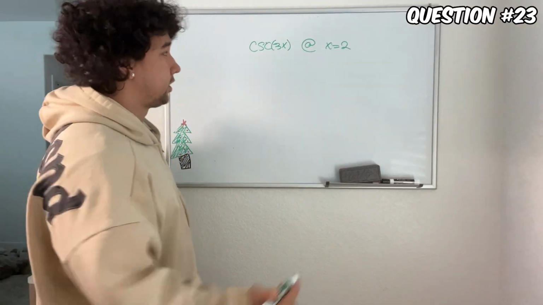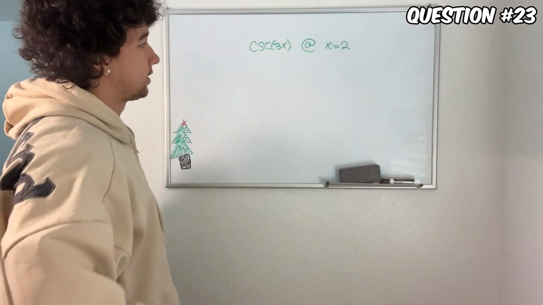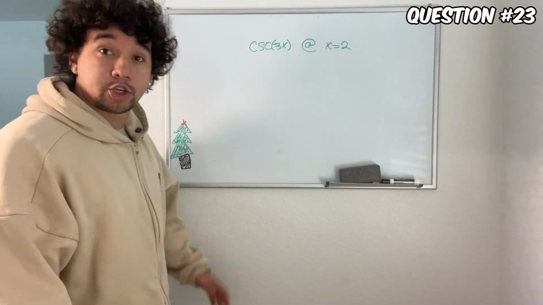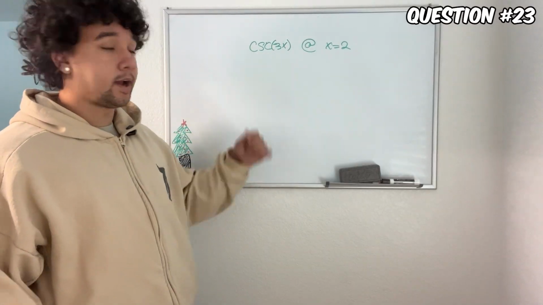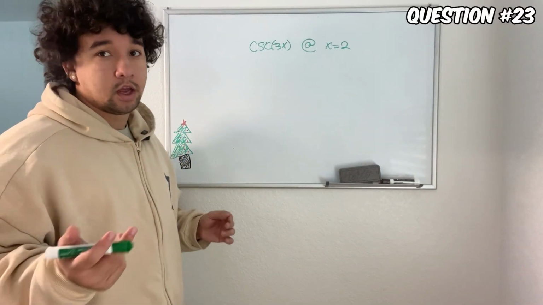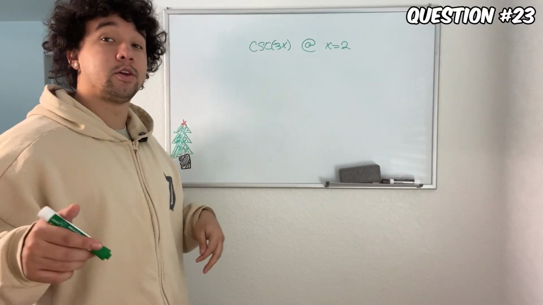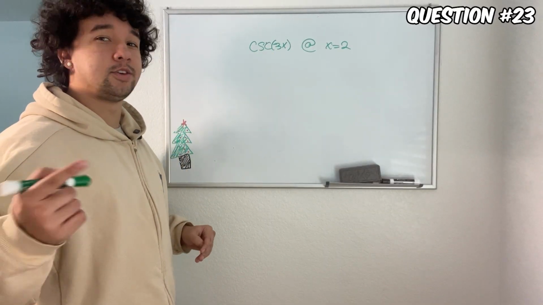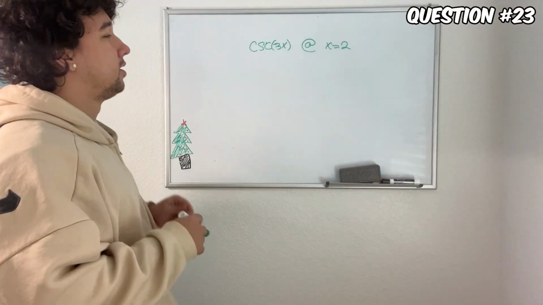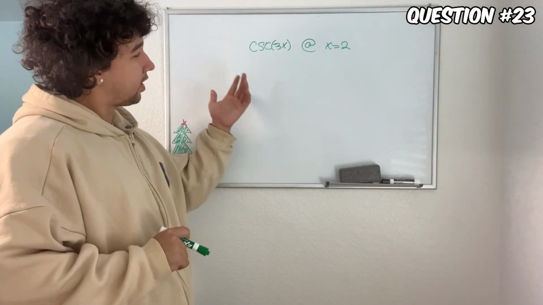All right, next function here is cosecant of 3x at x equals 2. So this is again chain rule. Notice I have cosecant 3x and then I have 3x on the inside. It might help you a little bit. Anytime you have parentheses like this, replace the inside with u. For those that are taking Calc 2, that might help you out a little bit with u substitution. But whatever.